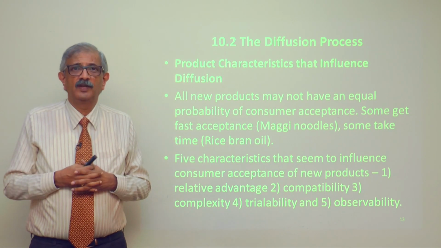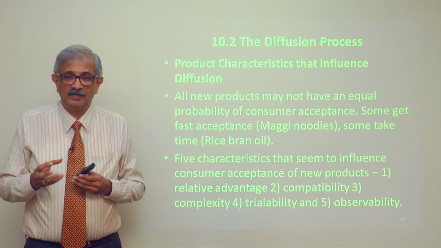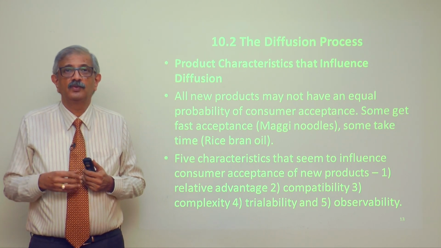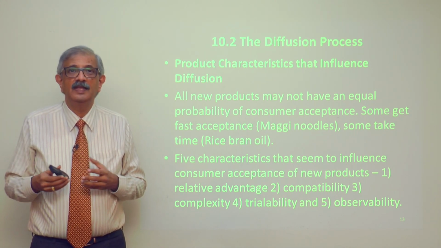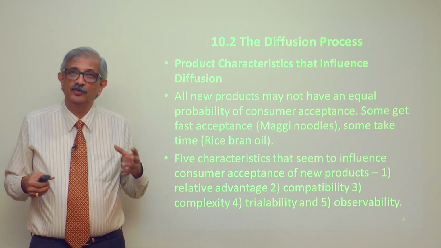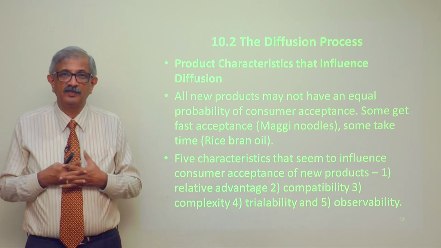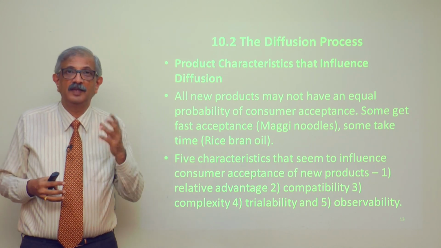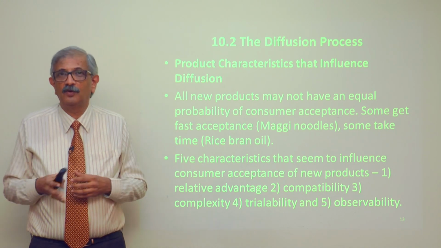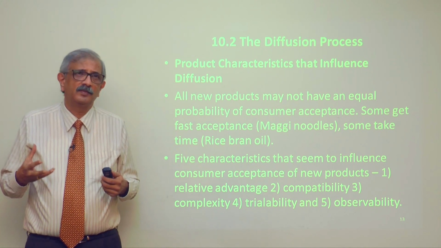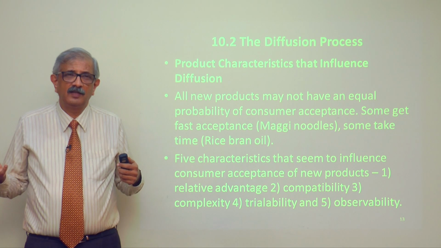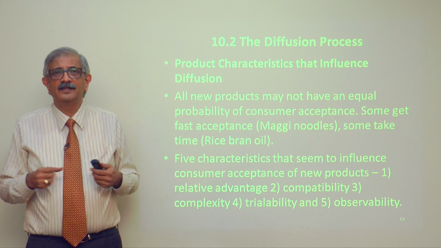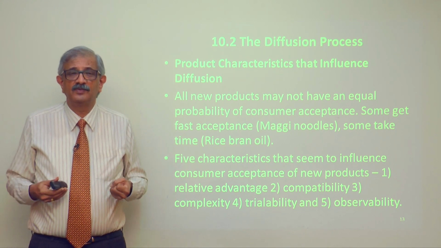Now we come to product characteristics that influence diffusion. What are the characteristics of the product that influence the diffusion? All new products may not have an equal probability of consumer acceptance. Every new product does not turn out to be successful. Many new products have actually failed. Some get fast acceptance, like Maggi noodles; some take time, like rice bran oil in India. The way that concept was talked about, it was like ghar ghar mein oil consumption will change, but that has not happened. There are five characteristics that seem to influence the acceptance of a new product.